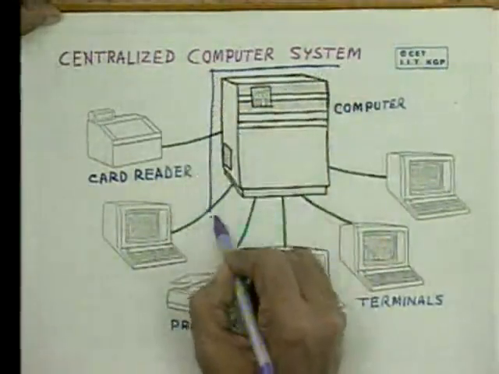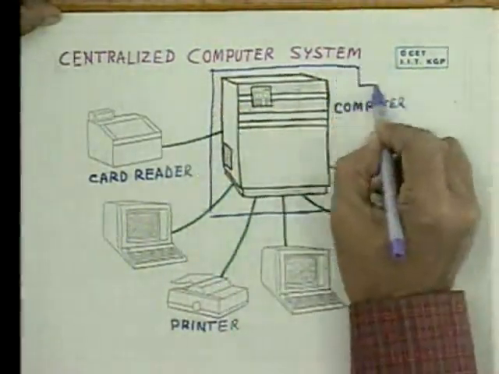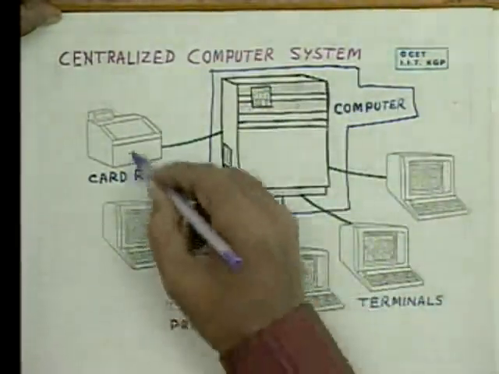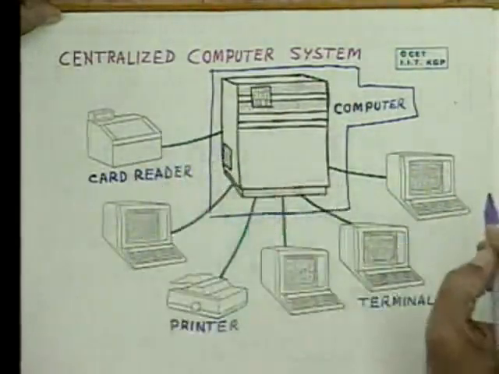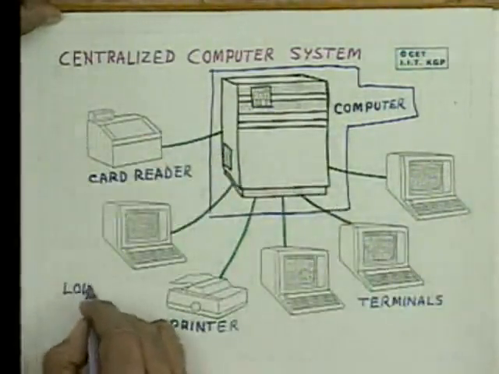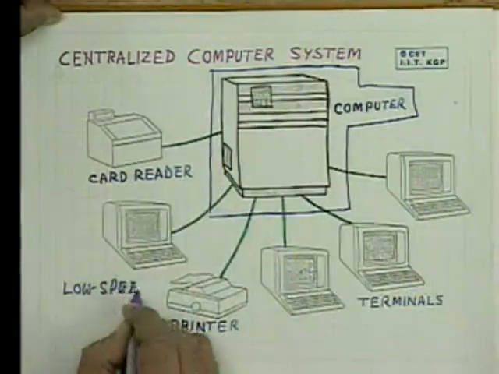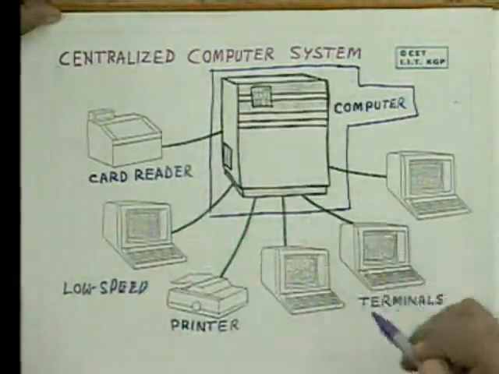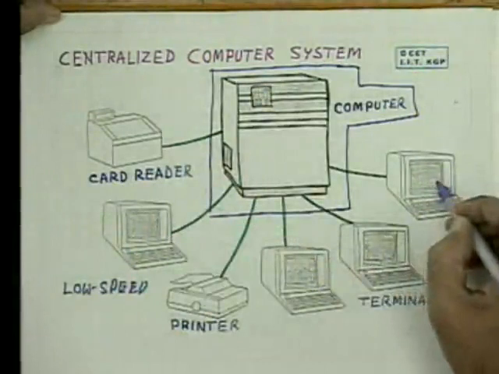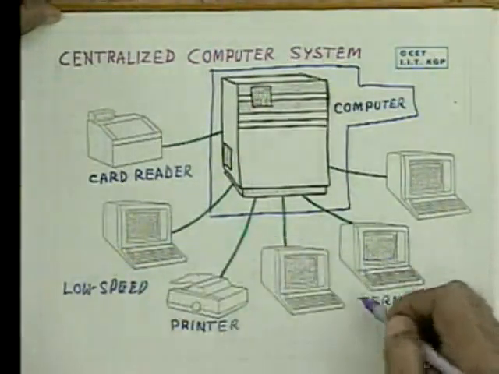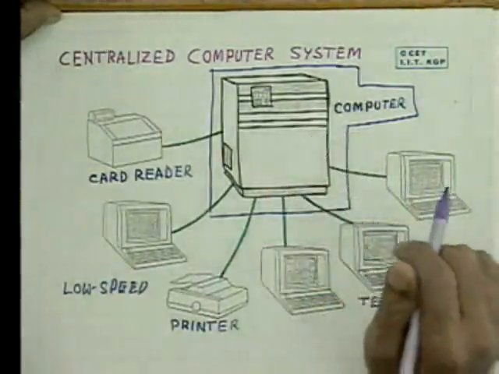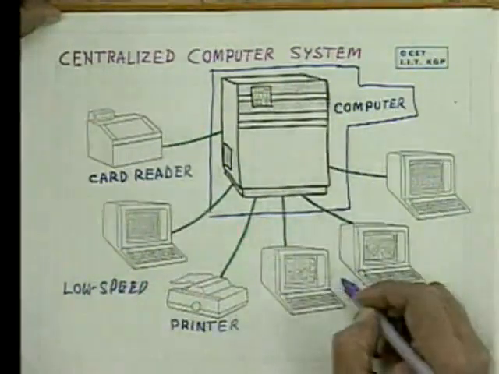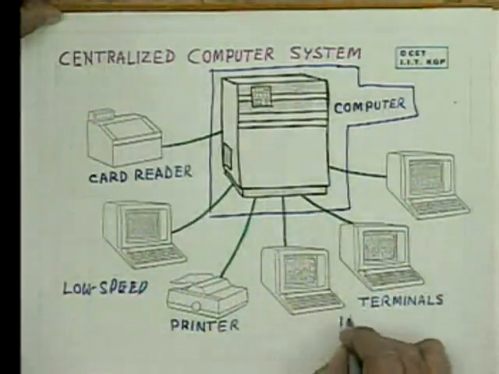For example, the computer can now be housed separately, and the terminals and peripherals can be linked by low speed links. And communication can be done through these links. That means the users are directly communicating with the computer. As we see, here are the terminals linked by low speed serial links, and these terminals are called interactive.